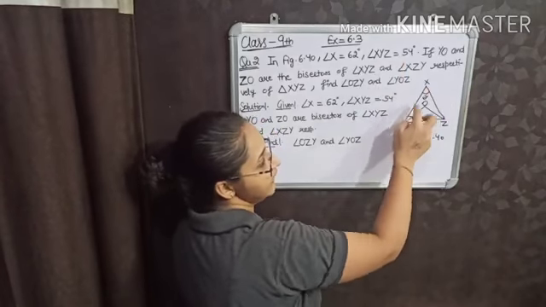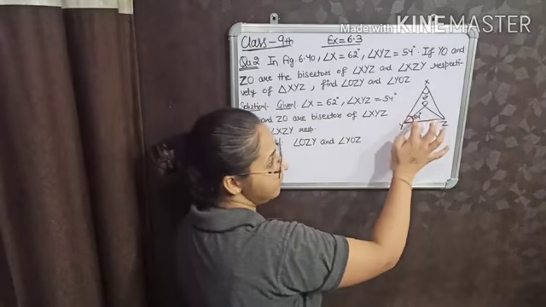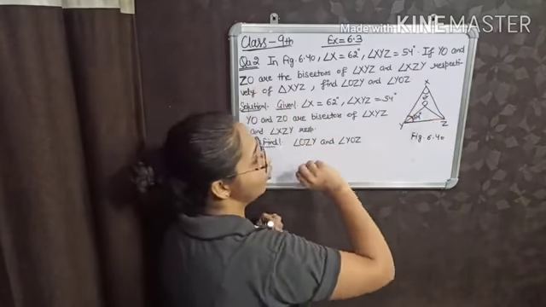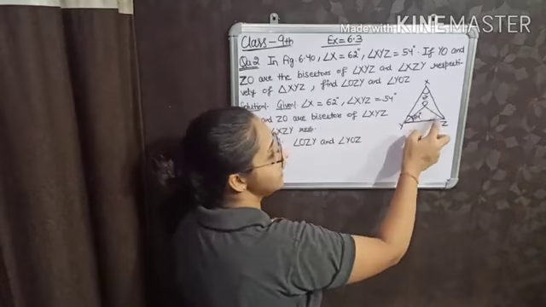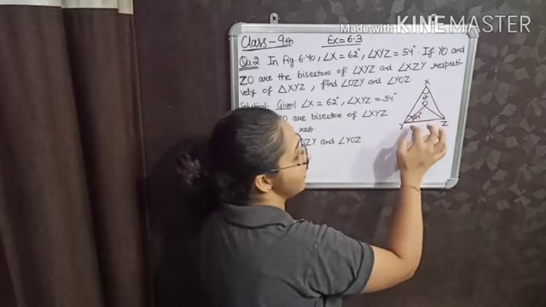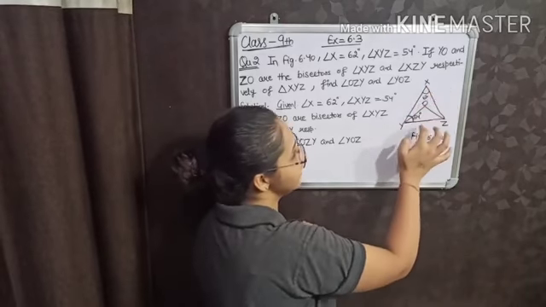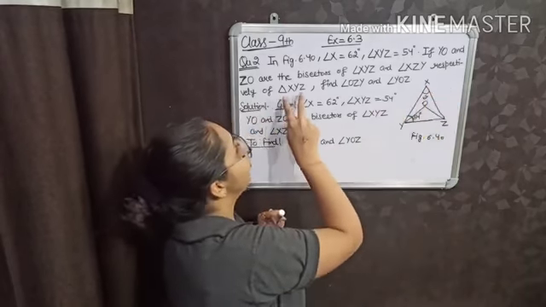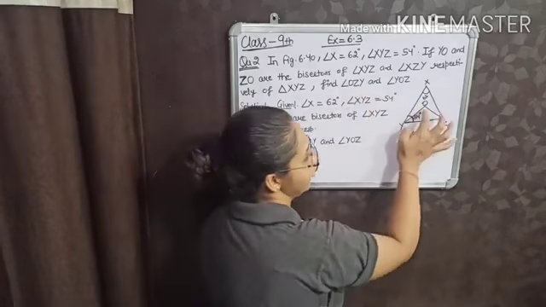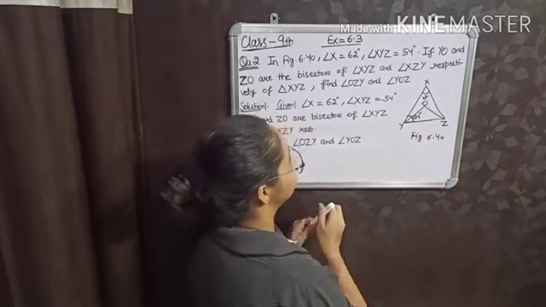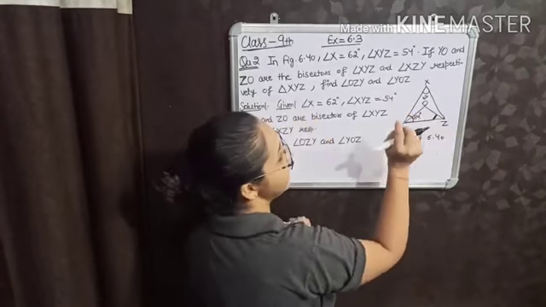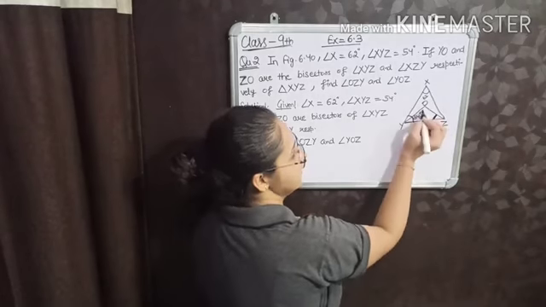Angle XYZ, this complete angle, is 54 degrees. If YO and ZO are the bisectors of angle XYZ and XZY respectively of triangle XYZ, find angle OZY. OZY means this small angle, and YOZ this angle.